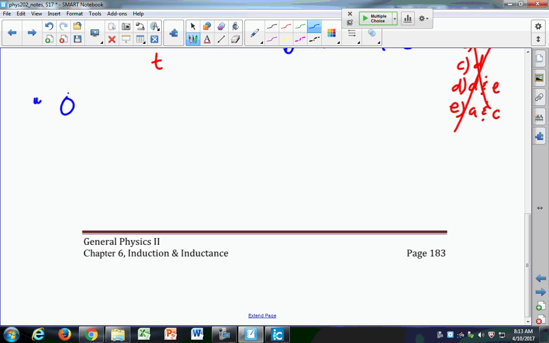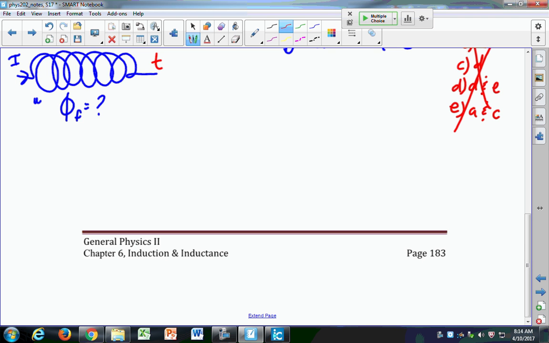So what is my final EMF? Or what is my final flux? Now I got this solenoid. This is my solenoid. There's a certain current going through it. And then I have another coil of wire that's inside of it. So I have these two coils, one inside of the other. The outer coil, I'm changing the current. And by changing the current, I'm changing the magnetic field. By changing the magnetic field, I'm changing the magnetic flux that goes through that inner coil. And when I change the magnetic flux in that inner coil, it generates an EMF.